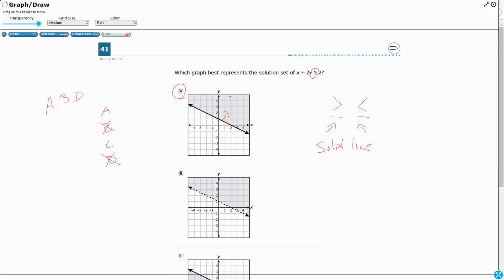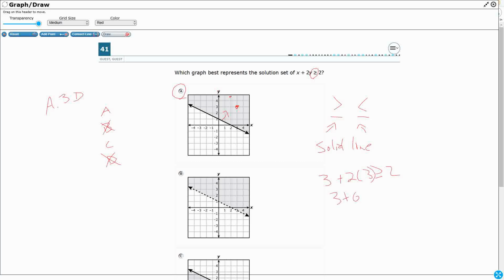Now, if we want, we can choose a value that is in the space above just to verify. So let's just choose 3, 3. So 3 plus 2 times 3 is greater than or equal to 2.